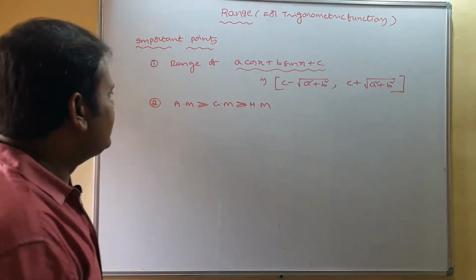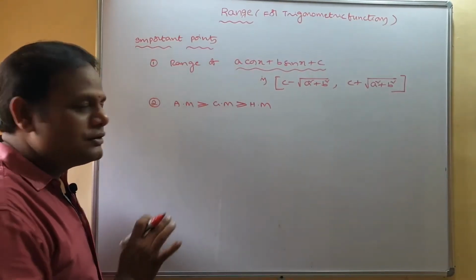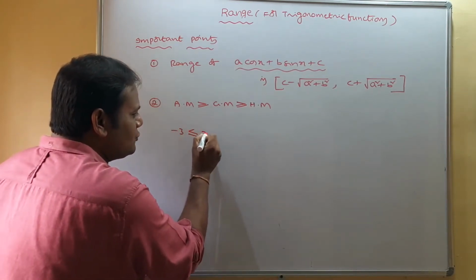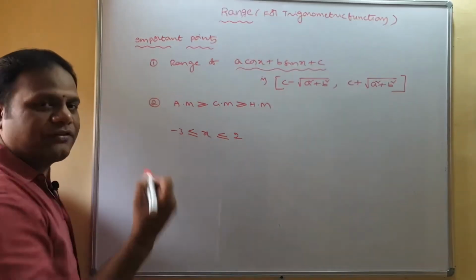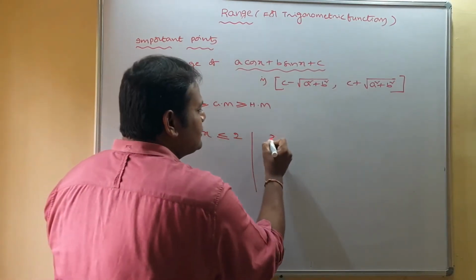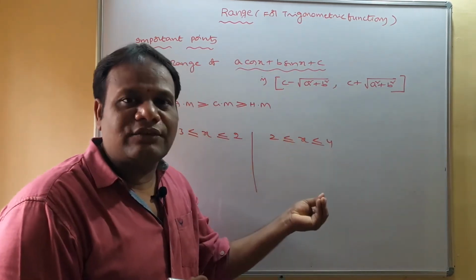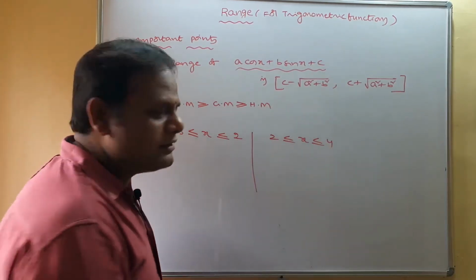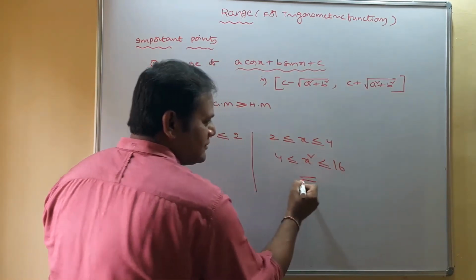And see here, suppose while solving any question, if you arrive at -3 less than or equal to x less than or equal to 2, suppose you have to find x square. So suppose if I take that 2 less than or equal to x less than or equal to 4, I want to take x square from this inequation. Then what we do? In general, we go for squaring, is it? Then what we get? 4 less than or equal to x square less than or equal to 16, is it?